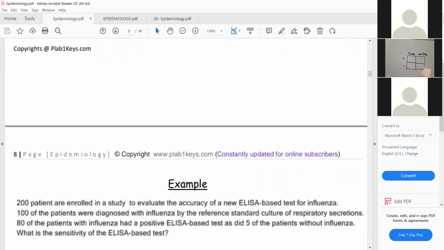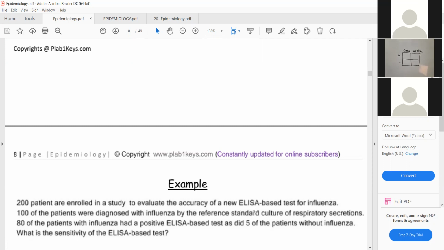So 200 patients are enrolled in a study to evaluate the accuracy of a new ELISA-based test for influenza. 100 of the patients were diagnosed with influenza by the reference standard culture of respiratory secretion. As I told you, two types of tests will be mentioned in the clinical scenario. And in this scenario, you can see that we have 200 patients who are enrolled in a study to evaluate the accuracy of a new ELISA-based test for influenza.